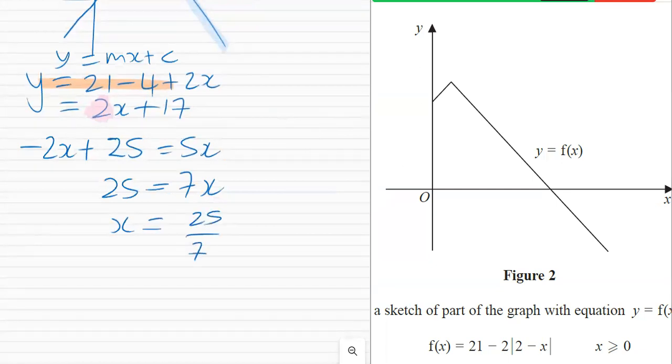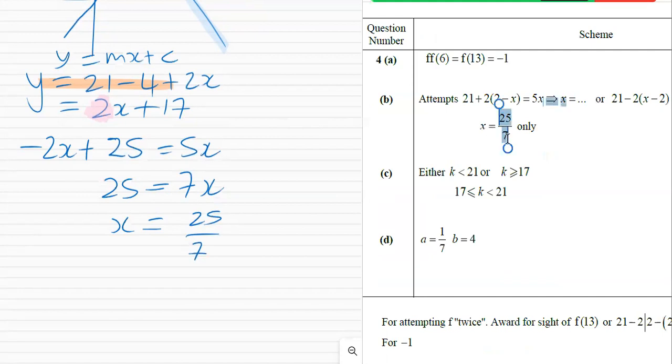And we can check the mark scheme, but that should be right as your only answer, because the other one is not real for this particular function. Okay.